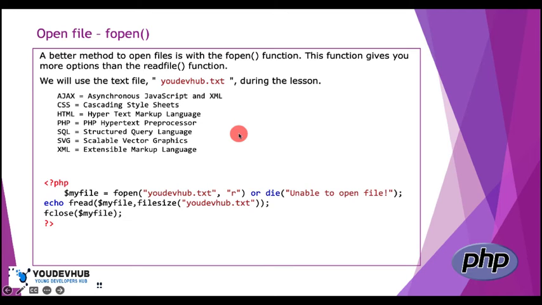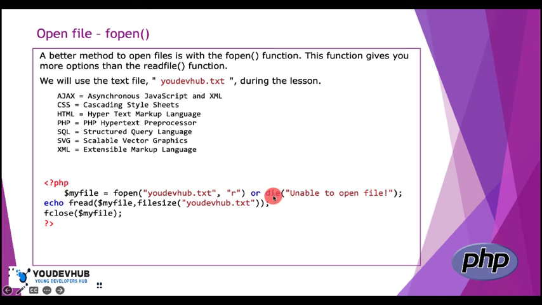So we'll be using the text file, our udevelop.txt, for this one, and we can see the syntax down here. We have the fopen. In it, we have udevelop.txt and we have an r. This r means it's going to read the file.